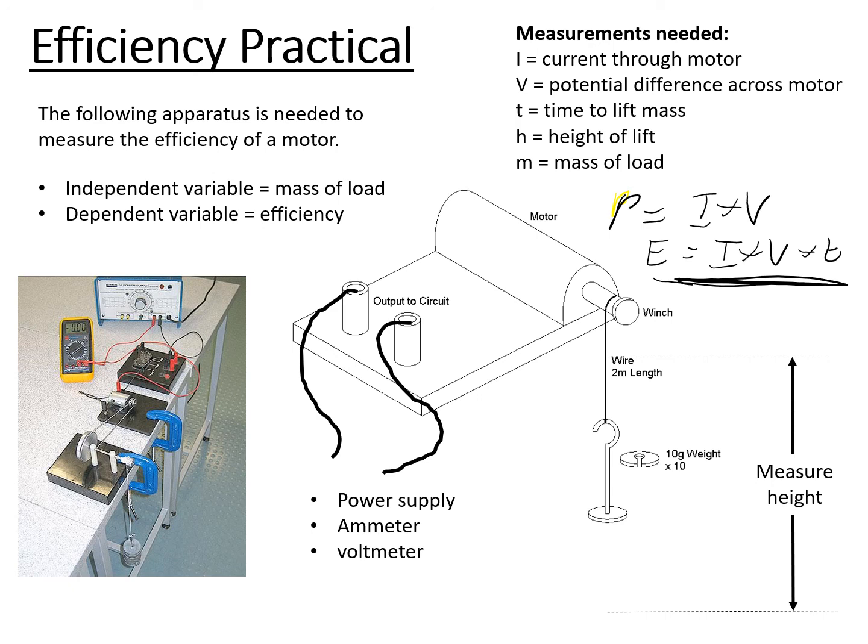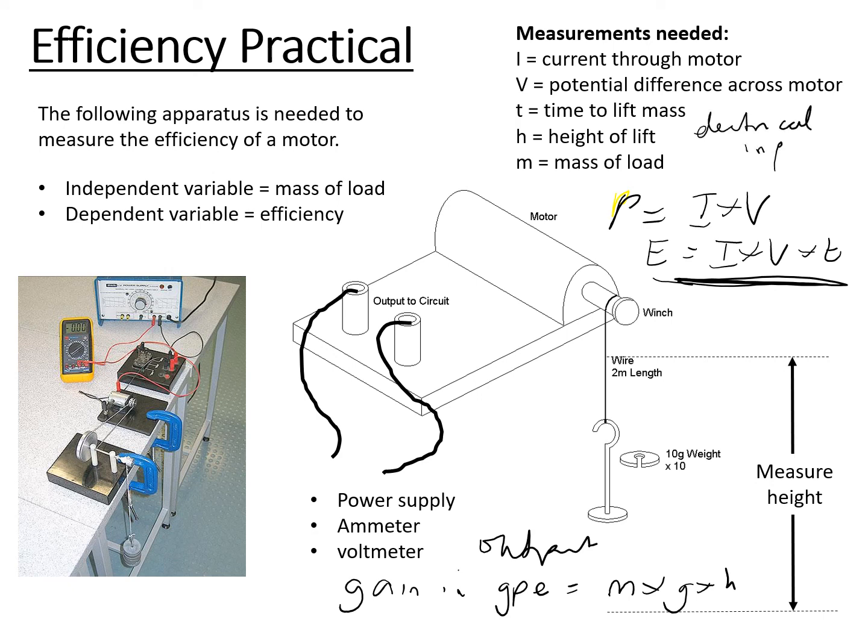The output energy of this is the gain in GPE. So the output equals the gain in gravitational potential, which is m times g times h, and this up here is the electrical input. Okay, so what does that look like?